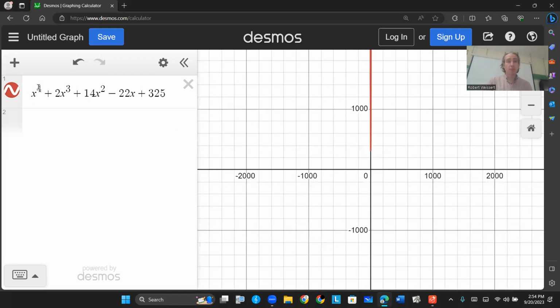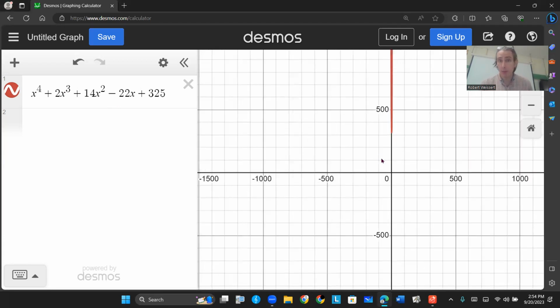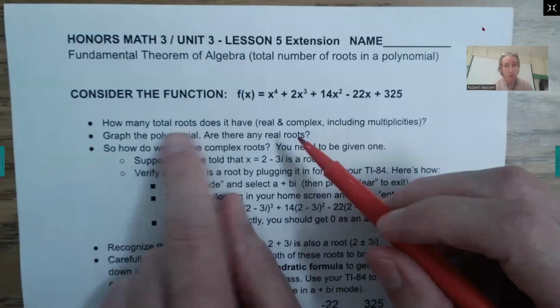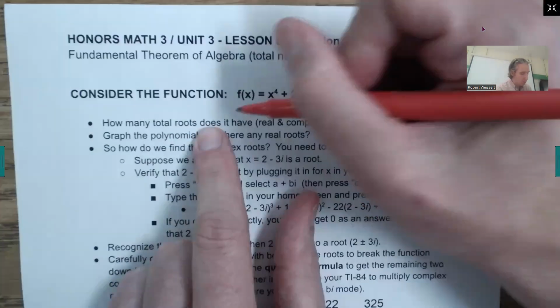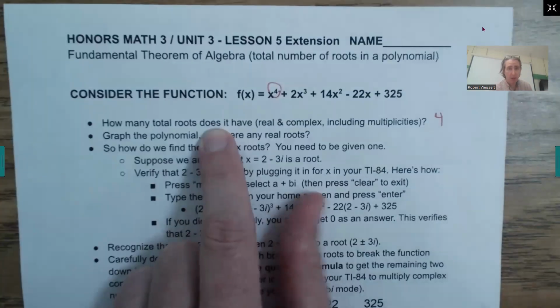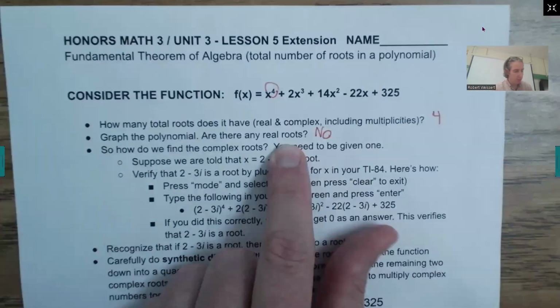But notice that its degree is 4. There should be 4 total roots, including real and complex. Everything should be 4. So that means all of your roots should be complex in this case. You're going to have 2 sets of complex roots. So on this paper, the question says, how many total roots does it have? Well, it should have 4 because that degree is 4, and it's always going to match that number. I graphed it. Are there any real roots? Absolutely not. They're all complex.